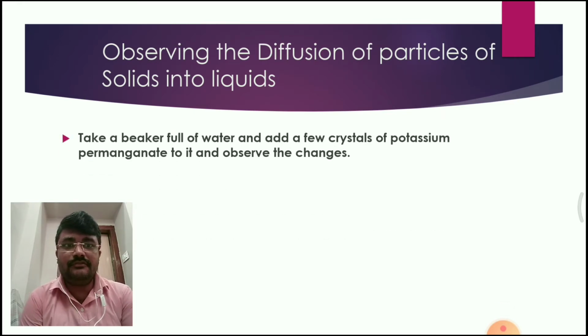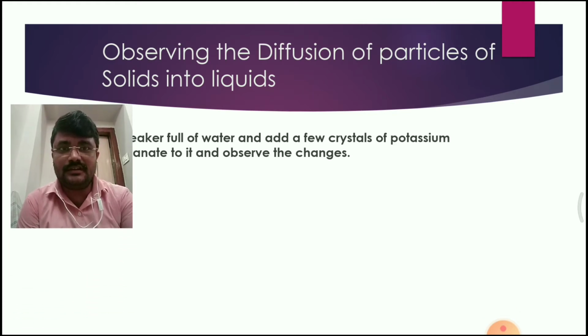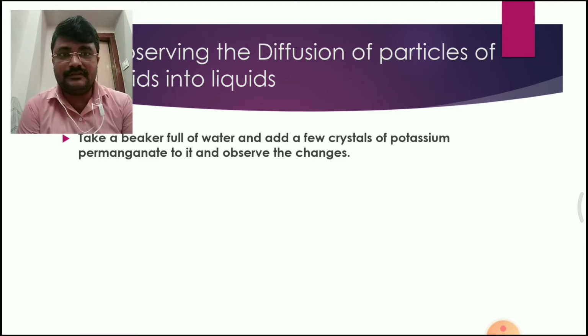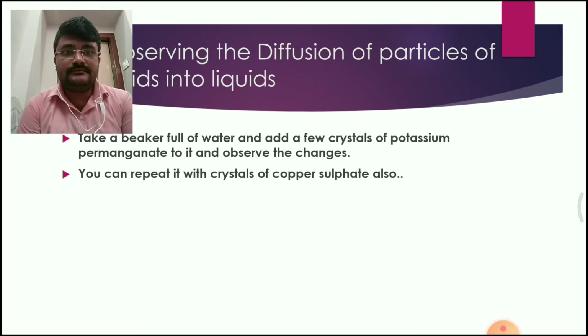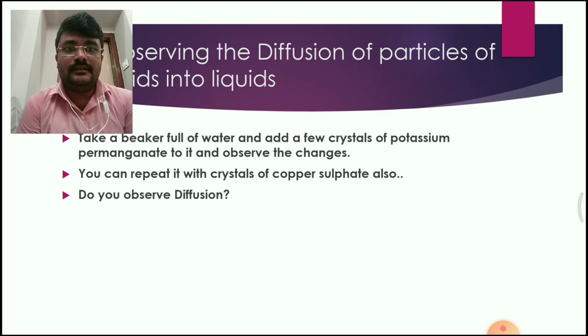Take a beaker full of water and add a few crystals of potassium permanganate to it and observe the changes. What are the changes occurring, you have to observe. You can repeat it with crystals of copper sulfate also. Copper sulfate is a blue colored crystal. You can do this activity with copper sulfate also, but here we are doing it with potassium permanganate. After adding potassium permanganate crystals, do you observe diffusion?